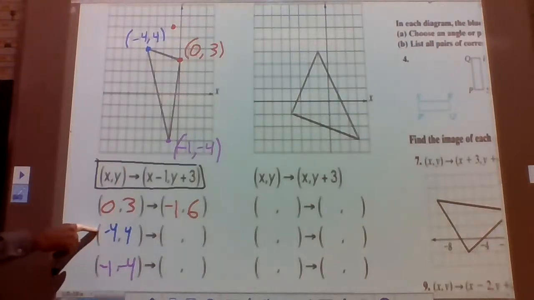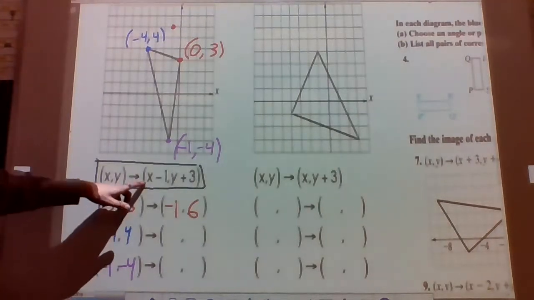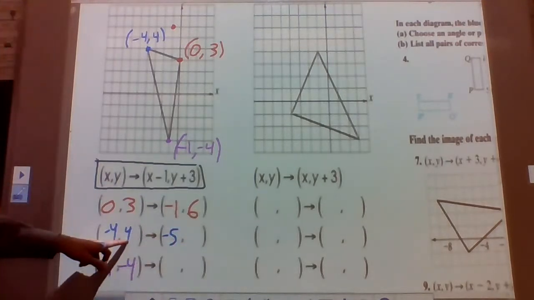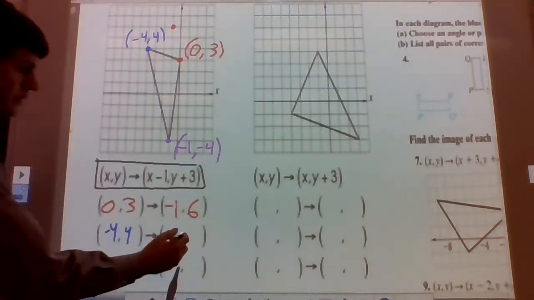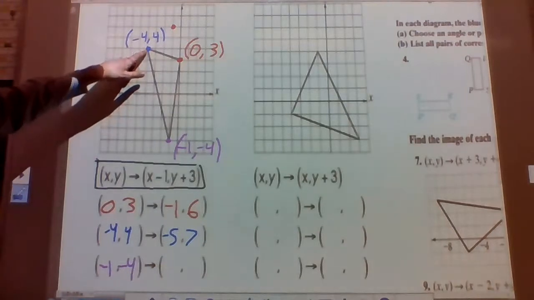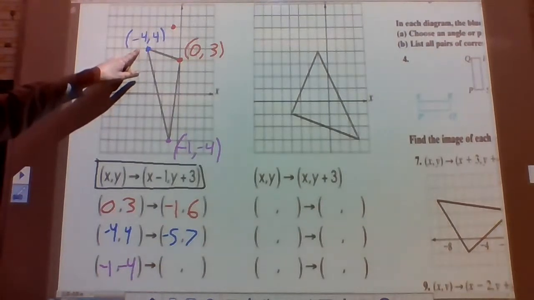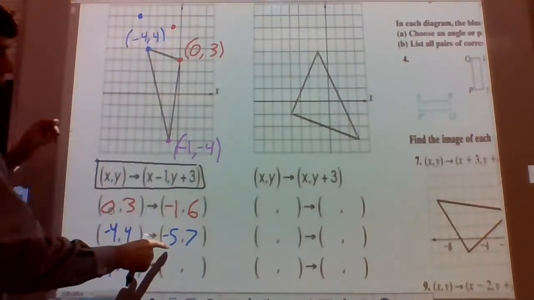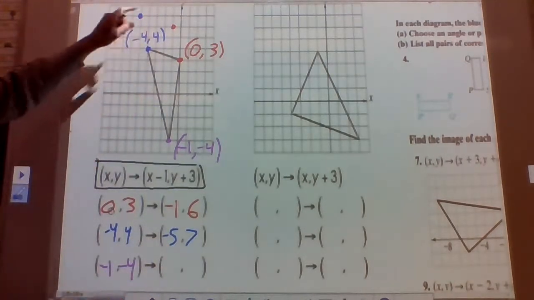Then we have negative 4, 4. We can substitute that in. Negative 4 minus 1 is negative 5. 4 plus 3 is 7. Or we can shift it manually, 1 to the left, up 3. And that should be negative 5, 7.